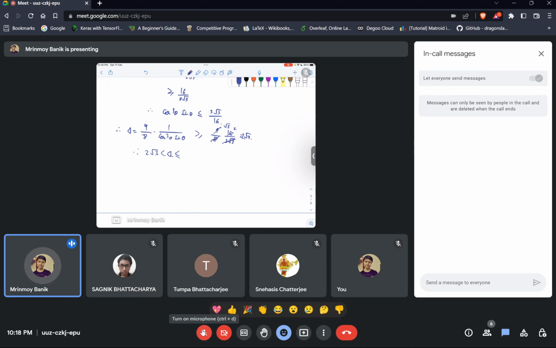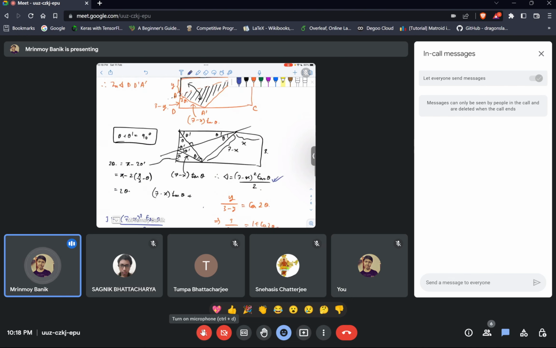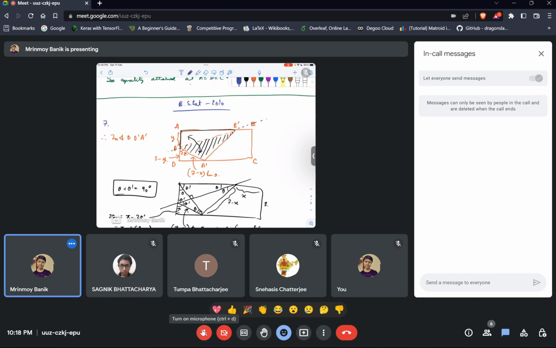So what was the question? We had to determine the largest possible value of triangle A, B dash, D dash. So A, B dash, D dash is, yeah, same as this area, right?